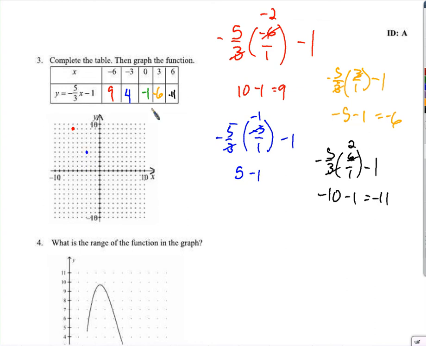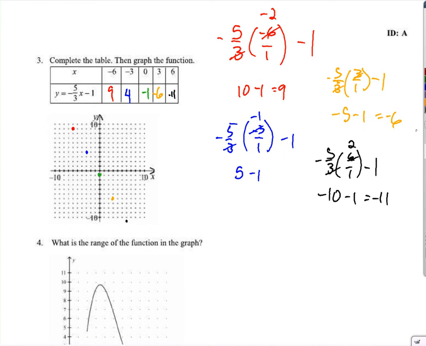This next one got mixed up a little bit. Sometimes 0 is your x, so you don't go horizontally at all. You just stay here, and then you go down 1. There were some negative 1 zeros out there, so be careful of that, but all the other points were good. So 3, negative 6. And 6, negative 11 goes slightly off the graph to right there.